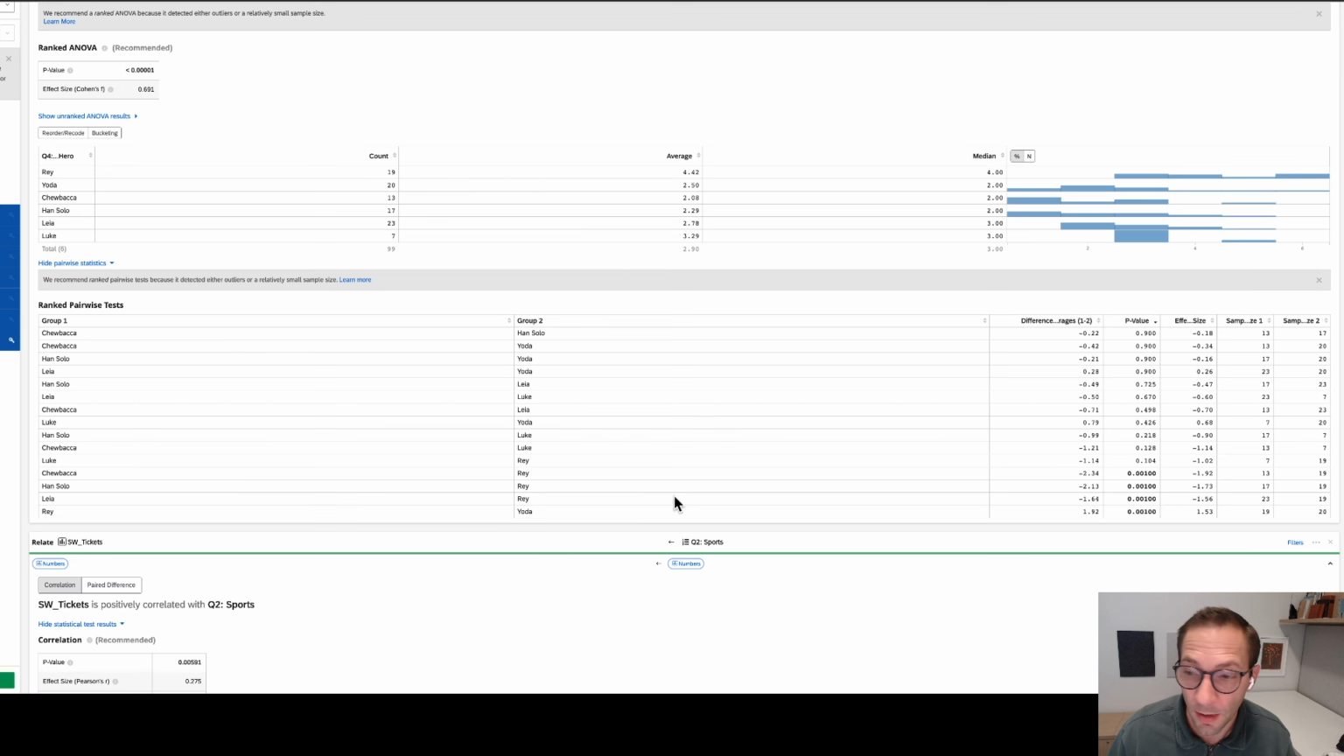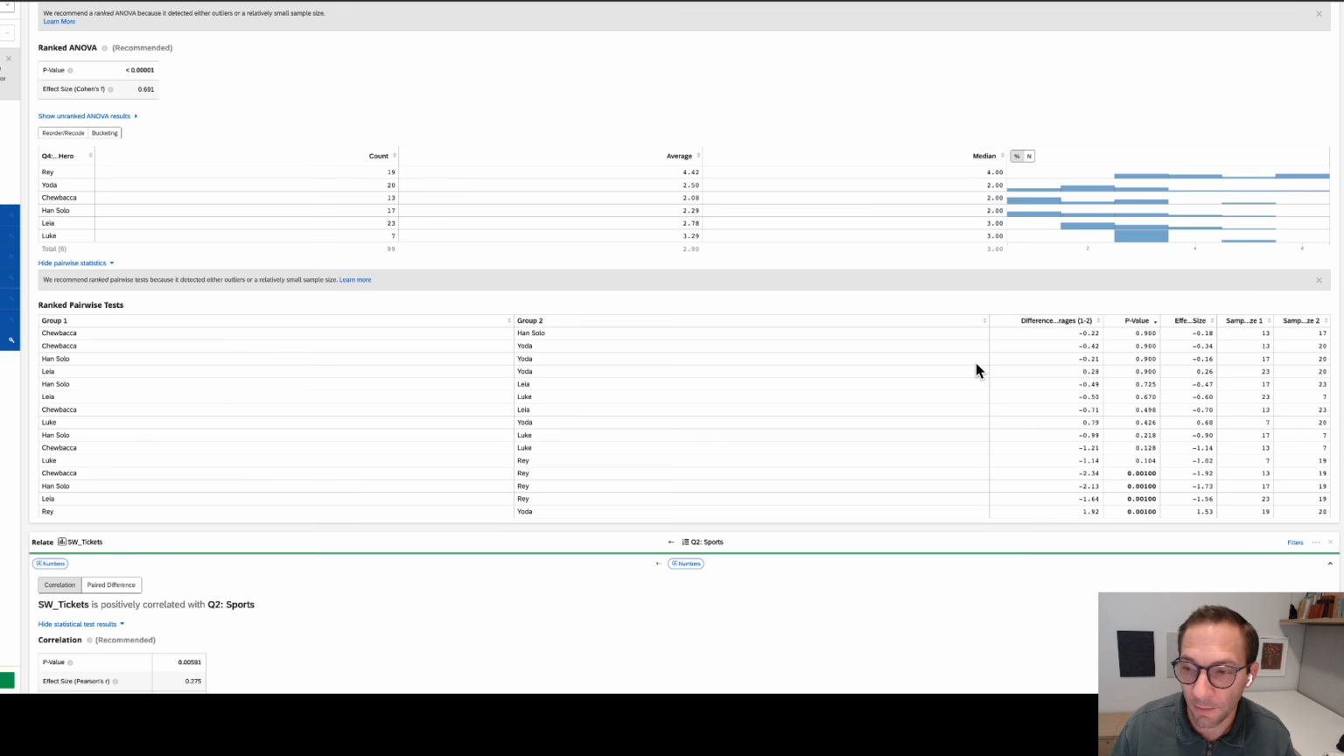Okay. However, there is one. If we look here, Luke. The p-value between Rey and Luke is 0.104. So this average, 4.42, and this average, 3.29, those are not significantly different. All right. So the Rey fans outpurchased all other fan bases except the Luke fan base.